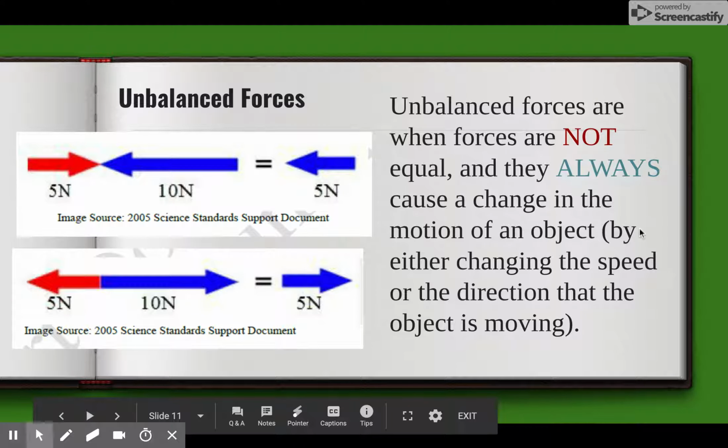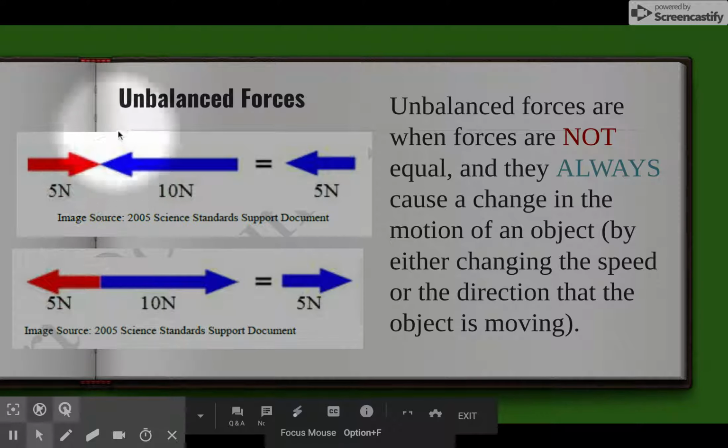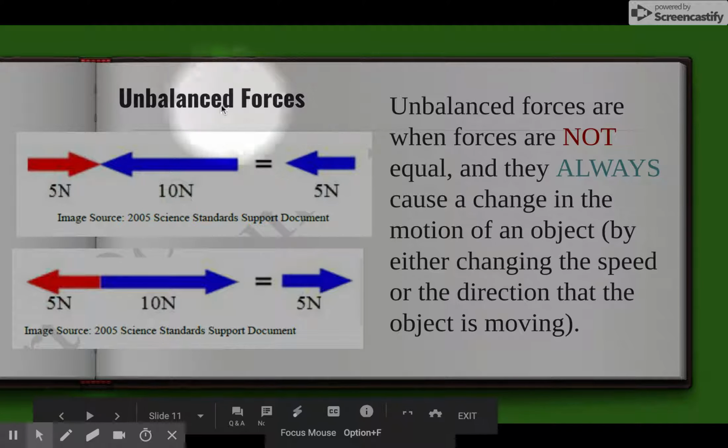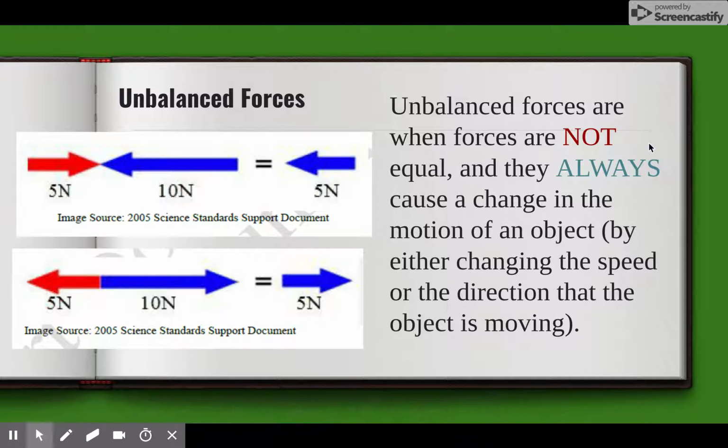If you want to change the motion of an object, so if you want to make something start moving, or make it move faster or slower, then you need to apply unbalanced forces. Unbalanced forces are when the forces are not equal. This will always cause a change in the motion of an object, either by changing the speed or the direction that the object is moving.